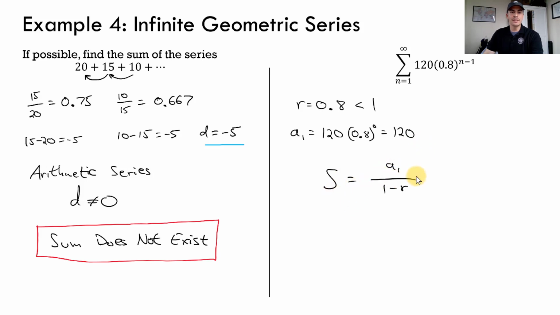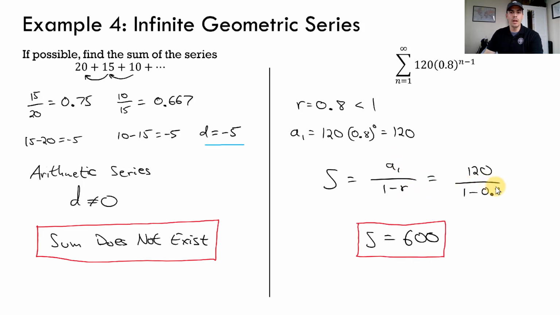So my sum is a sub 1 divided by 1 minus r. I have my value for r. I have my value for a sub 1. I can plug that into a calculator, and I'll get a sum of 600.